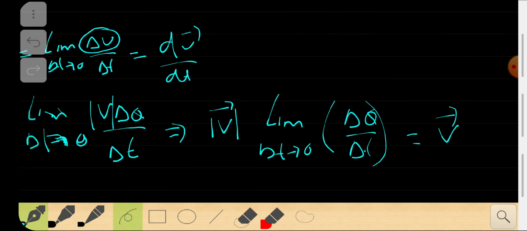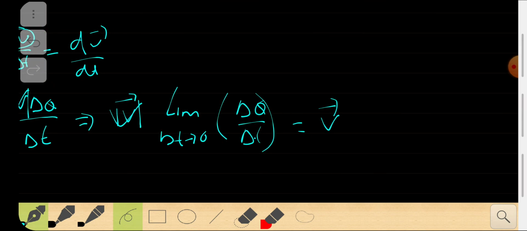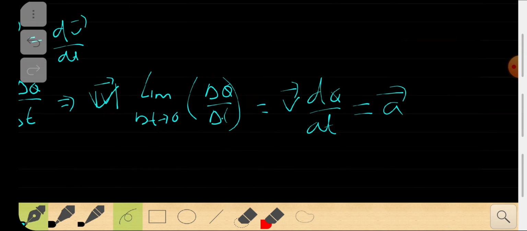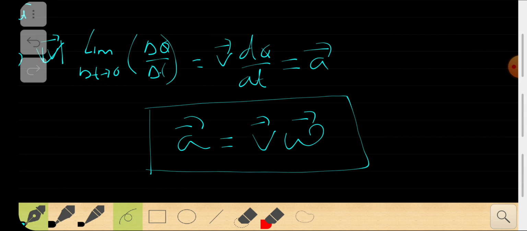That is the textbook definition of a differential, d theta by dt. This v was the velocity vector, not the magnitude. So velocity vector times d theta by dt is equal to the acceleration vector. So now you can say the acceleration vector is equal to the velocity vector times omega. That's also a vector, so that's the acceleration vector derived out of geometrical interpretation.